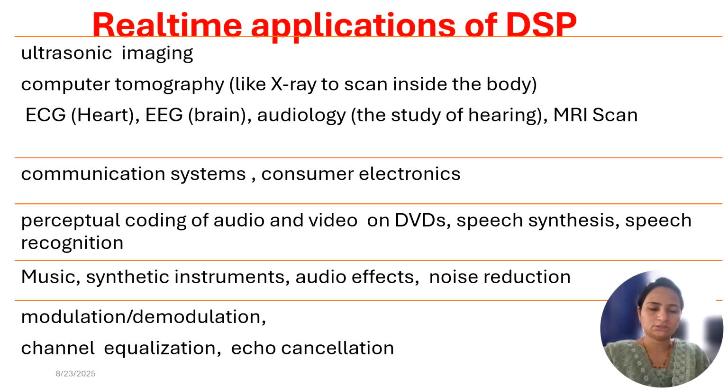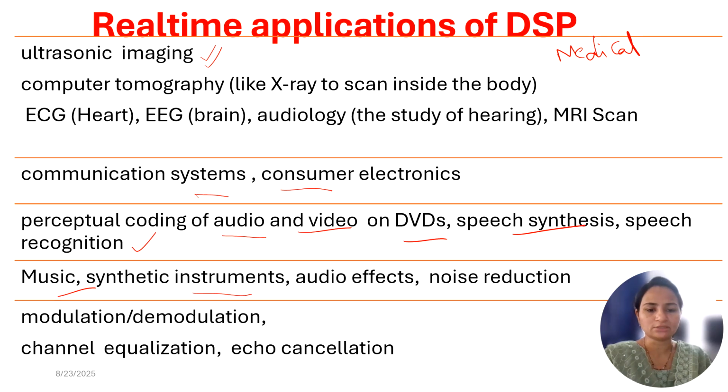Now, in the next section, we have the real-time applications of DSP. The real-time applications include ultrasonic imaging. We have abundant applications in the medical field, in communication systems, and in consumer electronics. We have audio, video, DVDs, speech synthesis, speech recognition, music, synthetic instruments, audio effects, and noise reduction. In communication systems, there are modulation and demodulation, channel quantization, and echo cancellation.